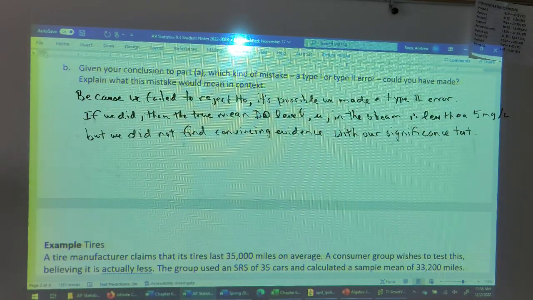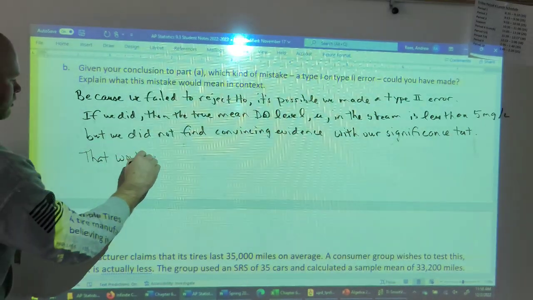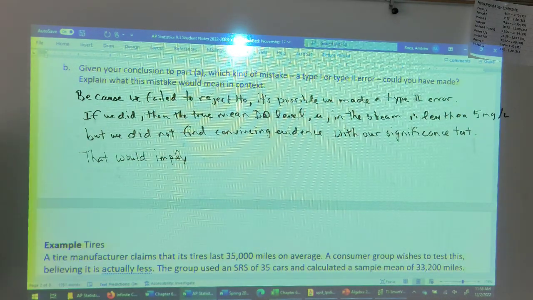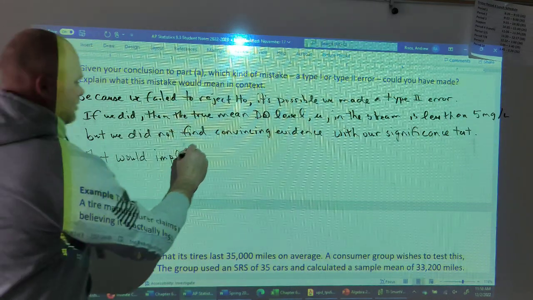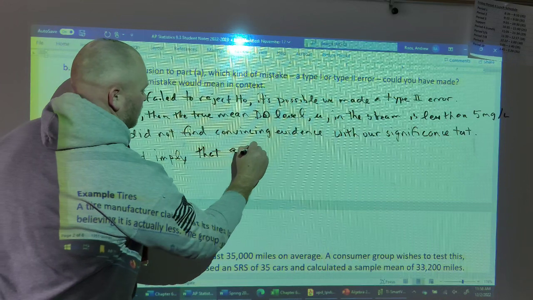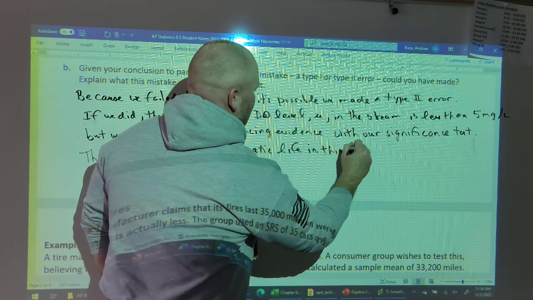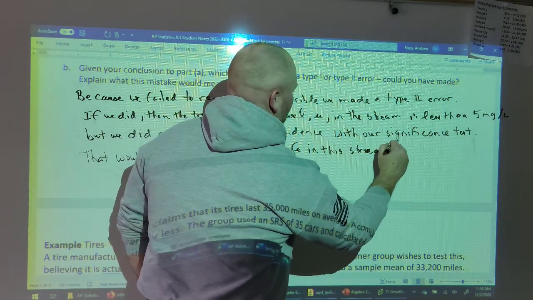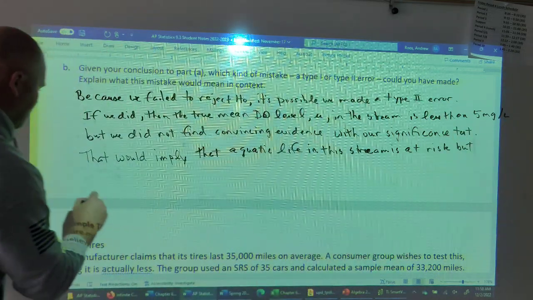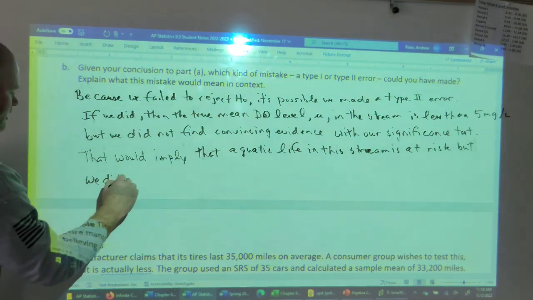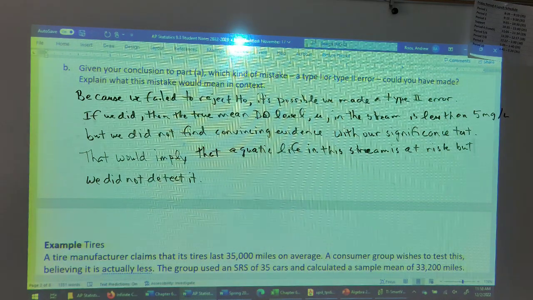Okay, that would imply that aquatic life in the stream is at risk, but we did not detect it. Aquatic life in this stream is at risk, but we did not detect it. Okay?